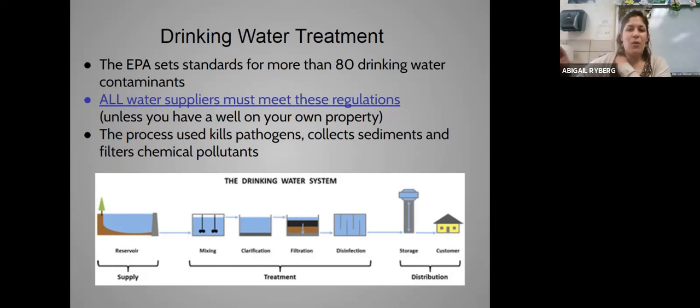Then when we think of drinking water treatment, on the other end, what happens to make our drinking water drinkable? As we mentioned already, the EPA is the one that sets the standards. All water suppliers must meet those EPA regulations unless you have a well on your property. People, not far from here in rural areas, may drink their water from their own well, sucking it up from their property, and they are responsible for monitoring their own water, right? So it's like an independent system. They suck up their own water, they regulate it if they want to.